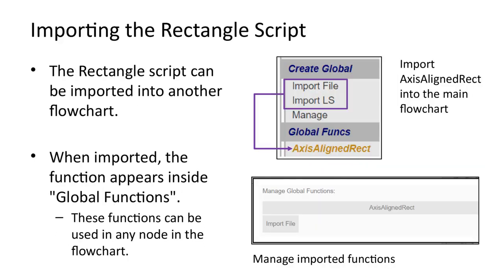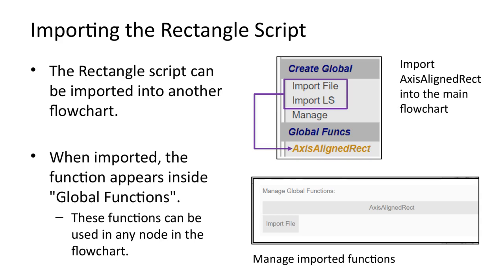Now, we switch to a new Mobius script. And we import the previous rectangle script as a global function. In the left sidebar, at the bottom there is a section for global functions. Clicking the Manage button will open a dialog box that will allow us to import functions.